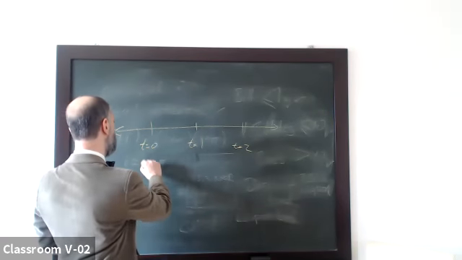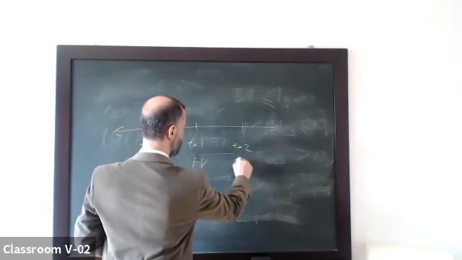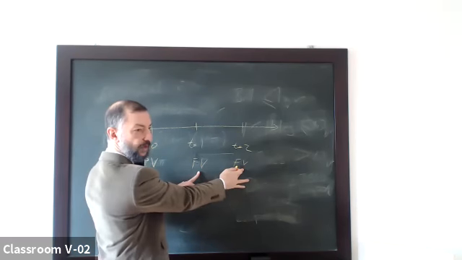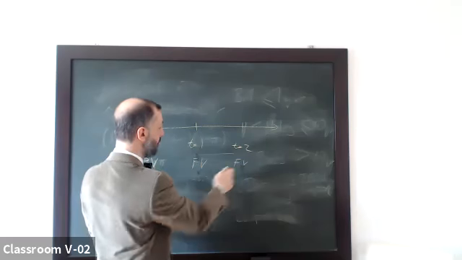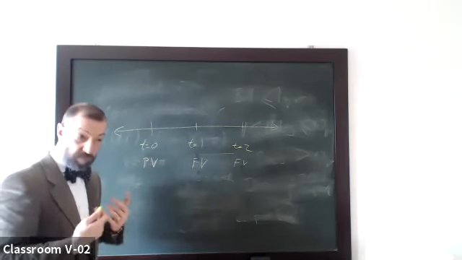So here I have present values. Here I have future values. Again, it should be clear that these are different future values, right? This is the date 1 future value. This is the date 2 future value. The present value is always from today.